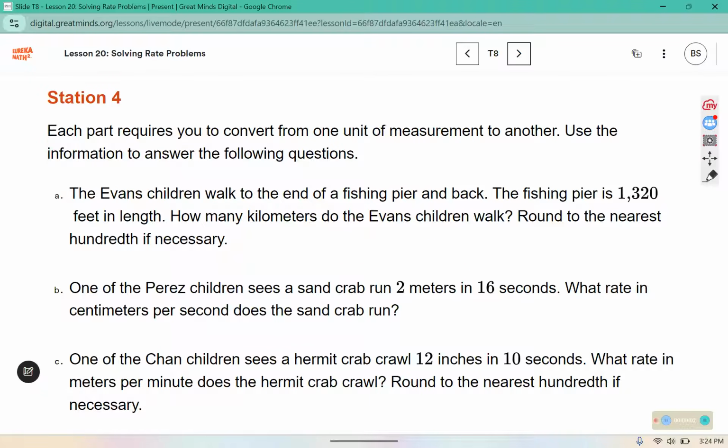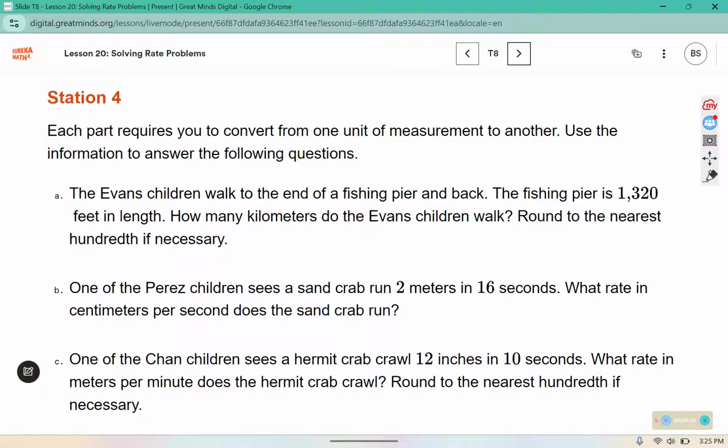Station 4. Each part requires you to convert from one unit of measurement to another. Use the information to answer the following questions. A. The Evans children walk to the end of the fishing pier and back. The fishing pier is 1,320 feet in length. How many kilometers do the Evans children walk? Round to the nearest hundredth if necessary.